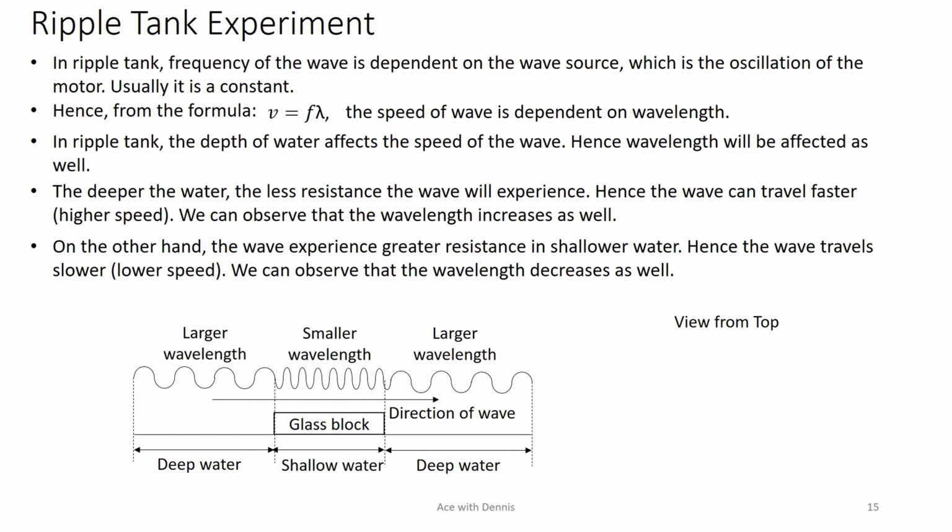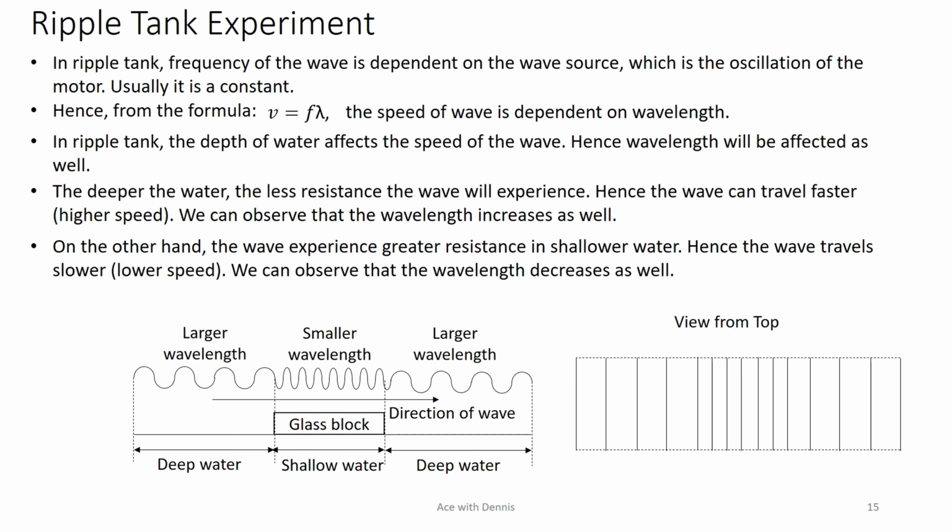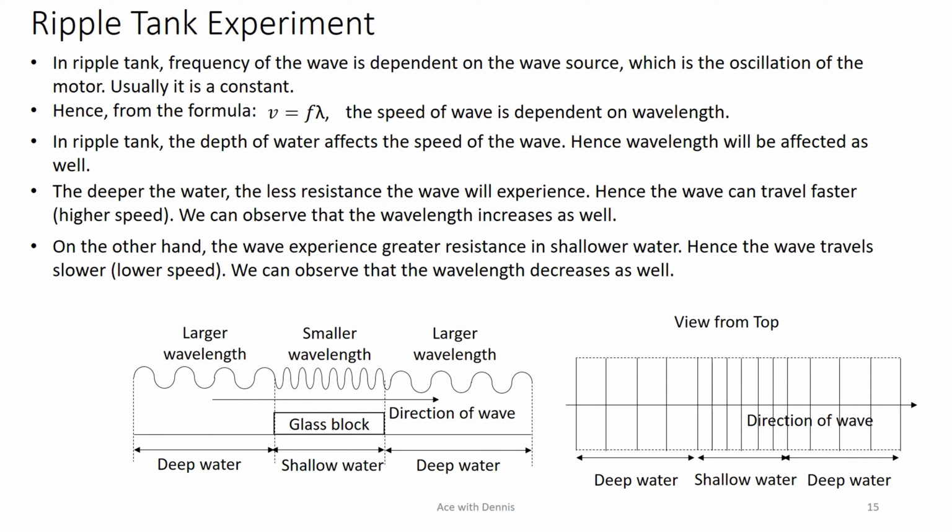So if we view from the top, we can see this series of ripples, with the direction of the wave in this direction. So from this region, this is the deep water. This region is the shallow water, and this region is the deep water.